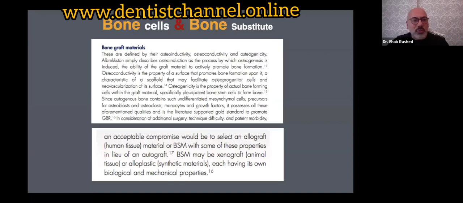Osteoinductive means the material will really introduce the vital bone cells. Usually these are vital cells or some kind of cell that will make the natural cells grow at the site. And osteoconductive means like the scaffold or the material that you place at the site, and it will help the cells to move around it and crawl around it to reach the site and form the bone at the site.